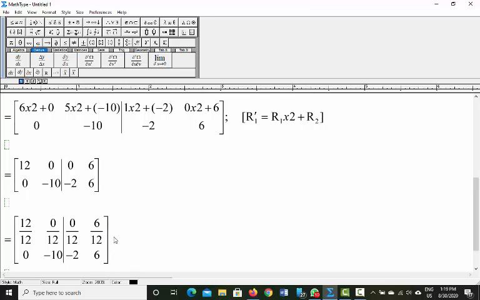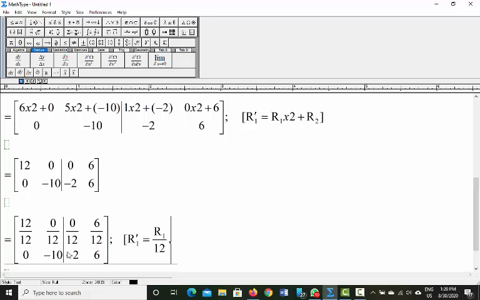So what is the formula? Let us write the formula. The formula is Row 1 divided by 12. That means whatever we have in row 1, we are dividing it by 12.